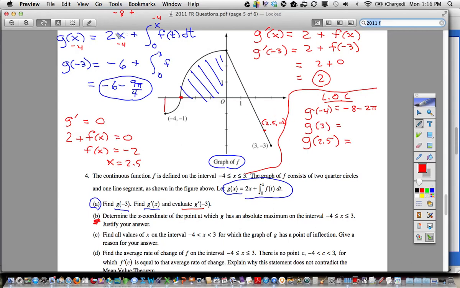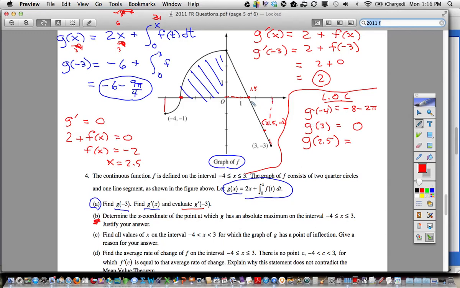Now let's do g of 3. Well, g of 3 would be a 3 plugged in here, here, and here. So 2 times 3, that's 6. What's the area from 0 to 3? Well, that'd be a couple of triangles. What's this point right here, by the way? That's got to be 1.5, right? So from 0 to 3, I'm looking at this whole triangle here, and this whole triangle. Aren't those going to cancel out? So it's 0. That's definitely bigger than this one. Okay?